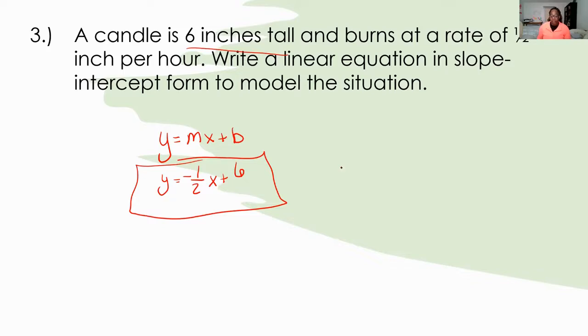Or if you want to think of it this way, you could say y equals 6 plus a negative 1/2 x. If you like to write it the way that you see it in verbal form, you can. As long as you understand that when they say the word per, the number in front is going to be your slope. If they say this is how much it starts off with, this is the initial, it's at this height before it burned down, that's going to be your y-intercept. That's it.